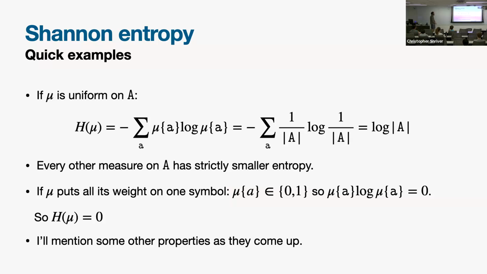So this is the most random thing, has this much randomness, and everything else has strictly less. And then this is just the calculation of what I said intuitively a minute ago: if you have a measure that puts everything on one symbol, that's the only symbol you're allowed to use, then you get 0 entropy. With the caveat that I just have to say that 0 log 0 is 0, which is hopefully not too controversial.